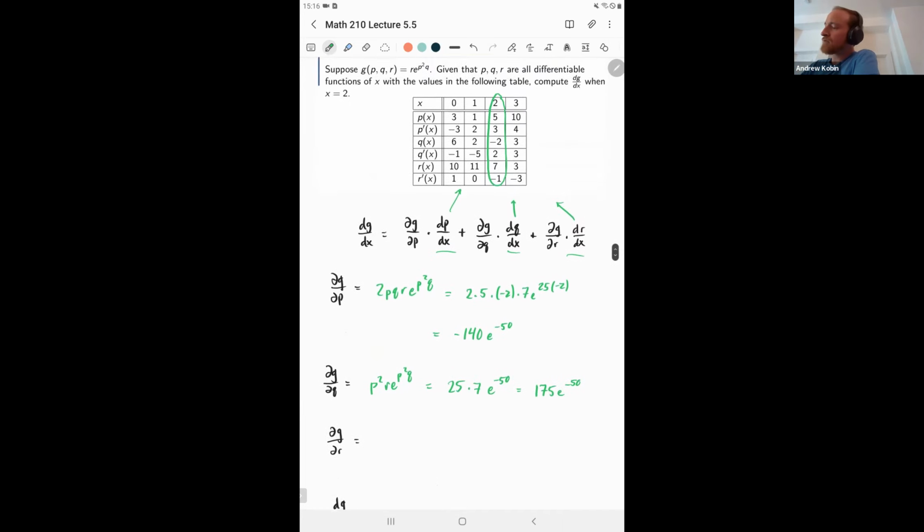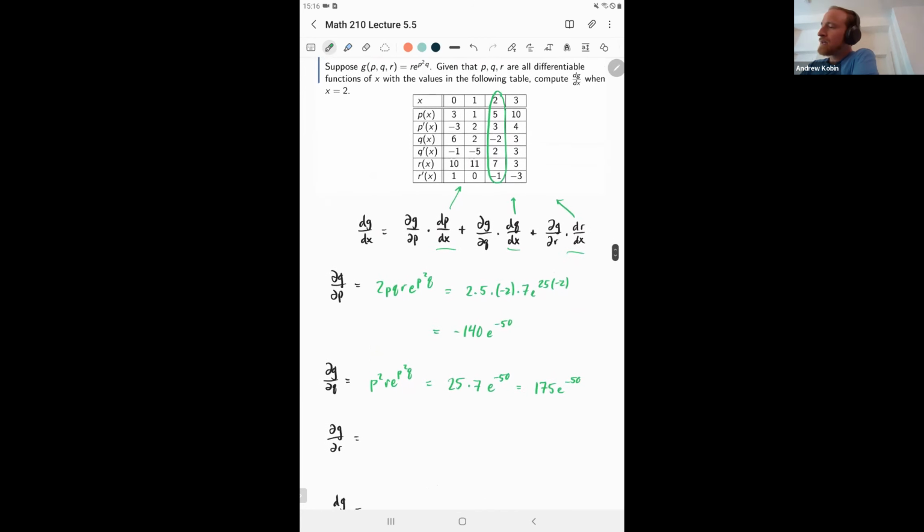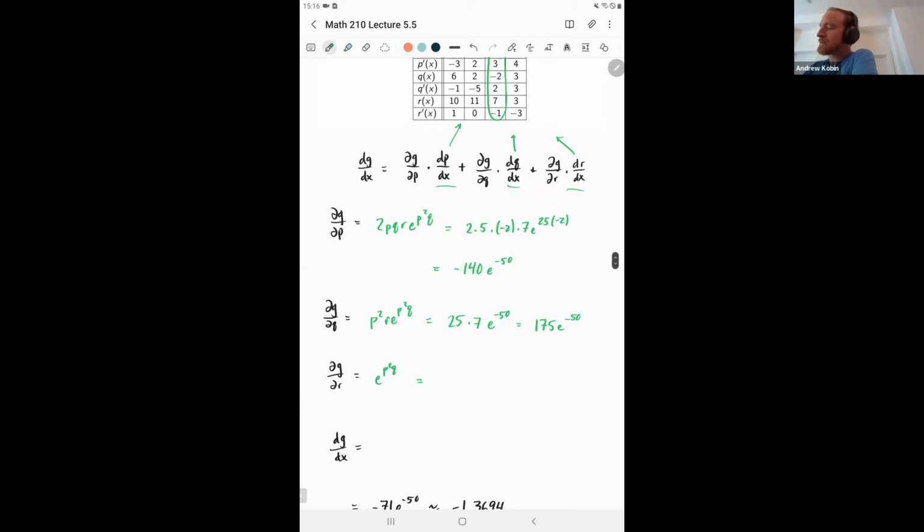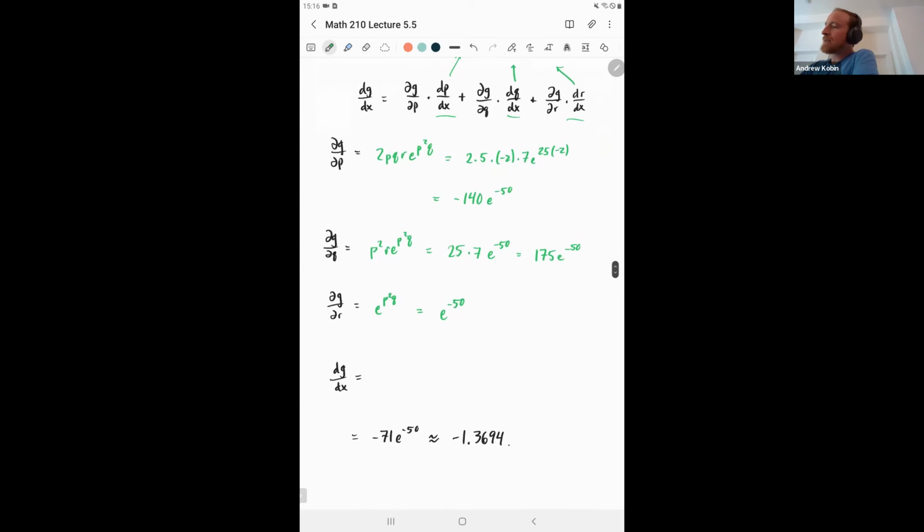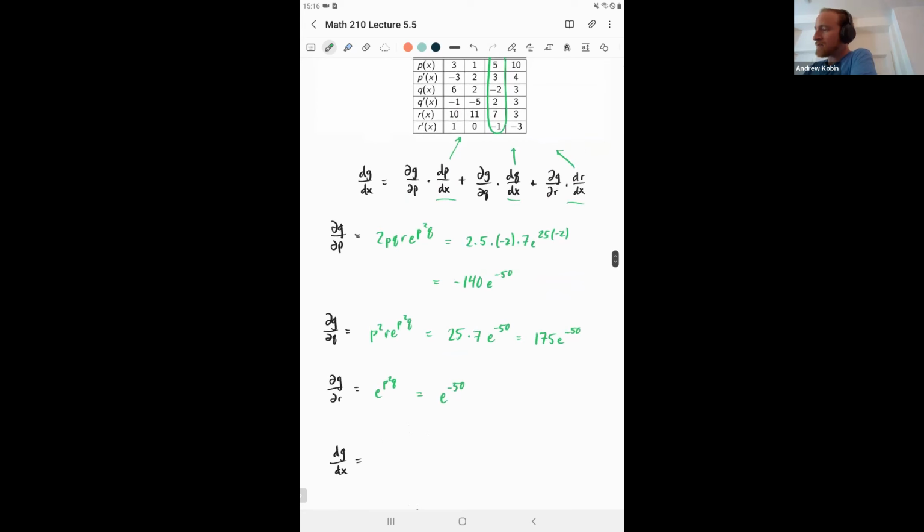And finally, the partial of g with respect to r. This one's a little easier. This is r times a constant, since e raised to p squared q is a constant with respect to r. So that's a constant times r. The derivative will just be that constant, e to the p squared q. And again, we're going to plug in x equals 2 to give us e to the -50 for that whole expression. So I don't need anything up in the table anymore. Well, actually, sorry, we'll need things from the table. I'll need the rates of change for p, q, and r respectively.